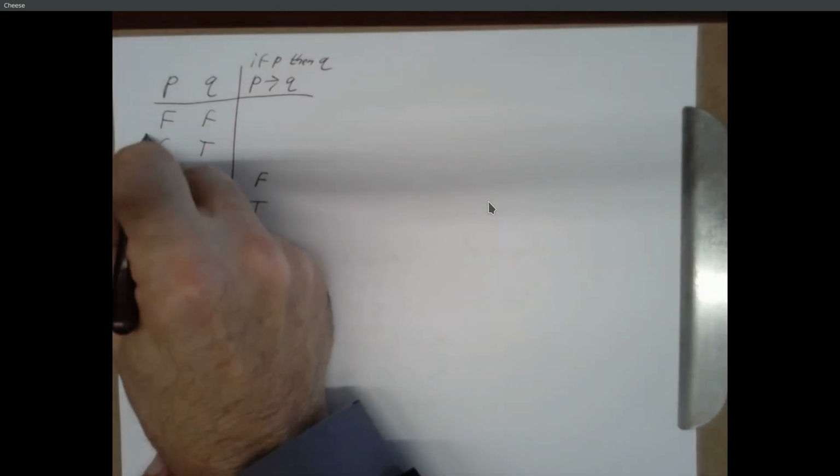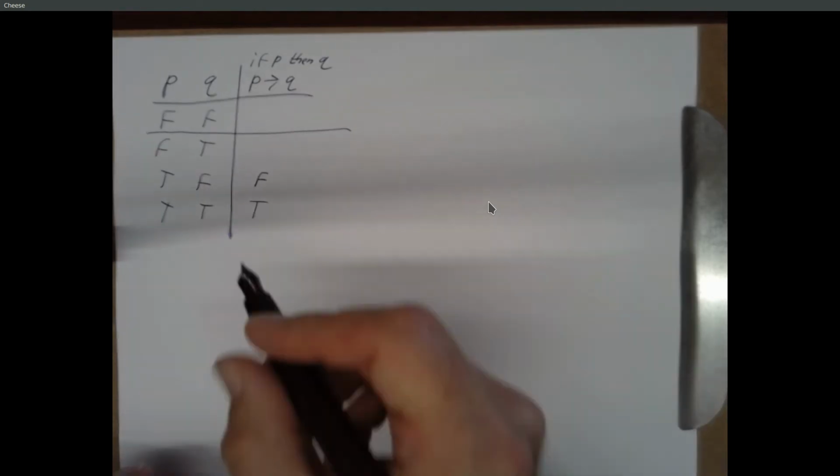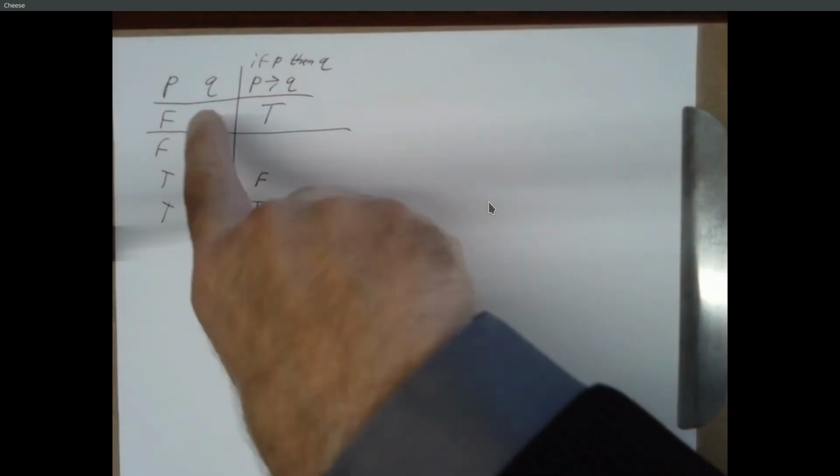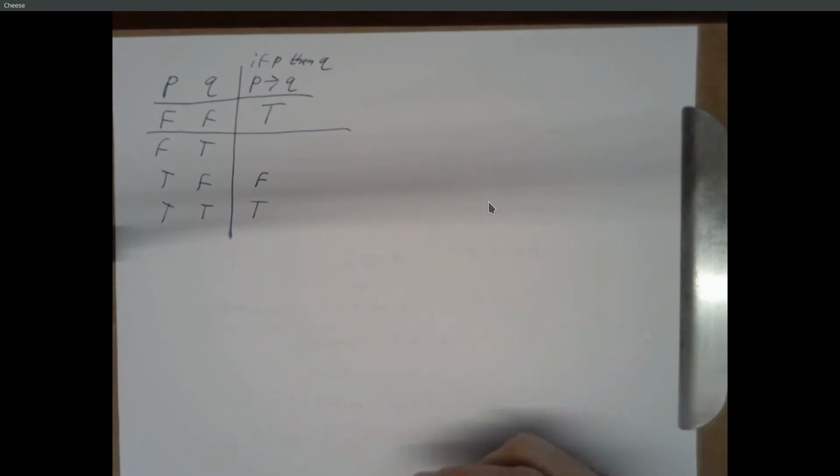All right, what about this one? What if P is false and Q is false? And this one is usually a little disturbing, usually very disturbing. Because it turns out if P is false and Q is false, then this if statement is true. It's a true statement to say if P then Q. Why? Because P is false, so Q does not have to be true. This only says if P is true, Q is true. Well, since P is false, this statement is making no claims.